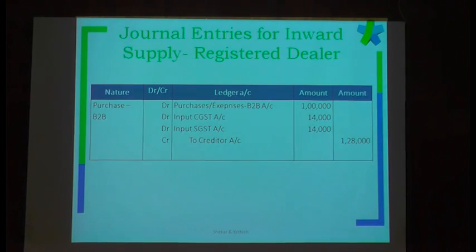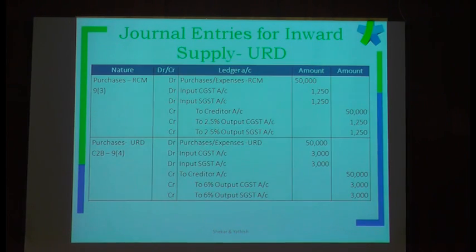Then we have the journal entries for inwards. So this is going to take care of our purchase entries, purchase expense, whatever is the purchase or the expense head you are going to put, whether it's a B2B or a B2C, the breakup has to be given. Then you give the input IGST, CGST or SGST which is going to be put into it.